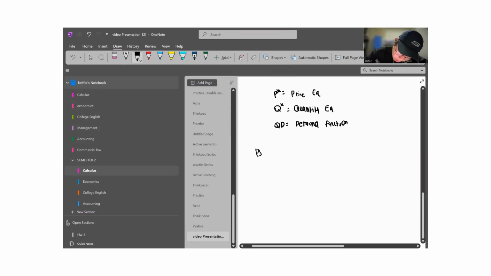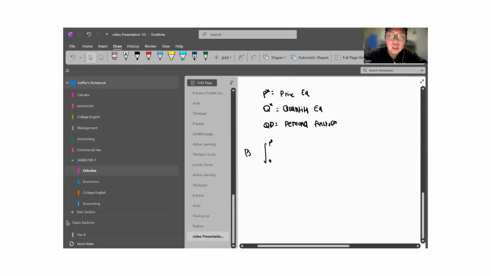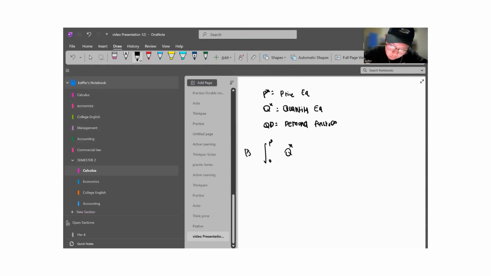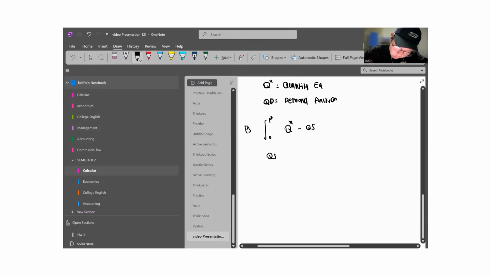QD is the demand function. Now for the producer surplus, same integral, and this is the P star, and this is 0. And for the producer surplus, we write Q star, the quantity equilibrium, minus QS. QS is the supply function.